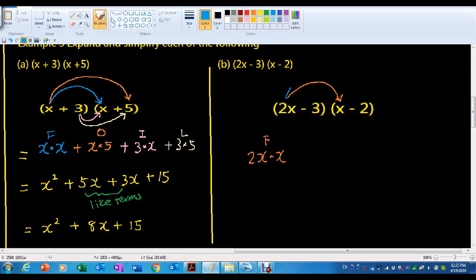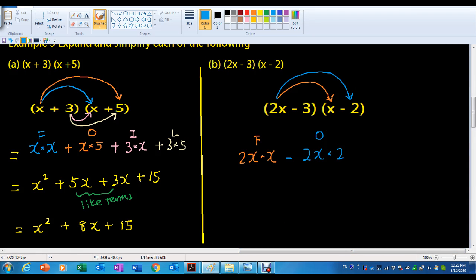Be a bit careful now, because it's coming to the so-called O, outer: 2x times minus 2. So think about it: 2x is positive, minus 2 is negative. When you have positive times negative, what do you get? You get negative, right? So that will be our second term. It will be negative 2x times 2. So that's our O.